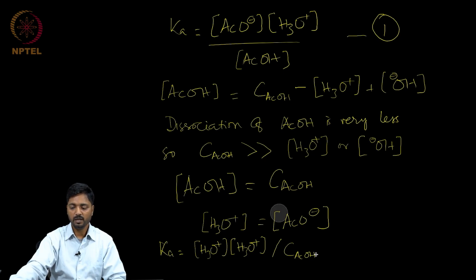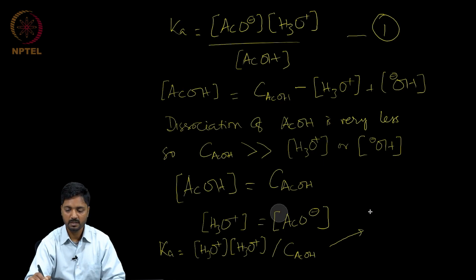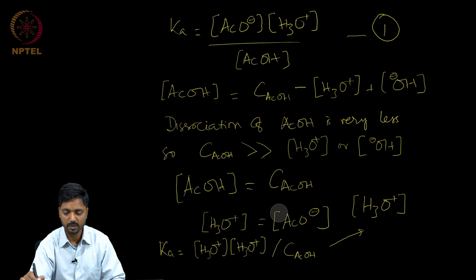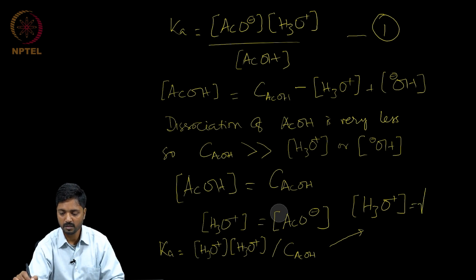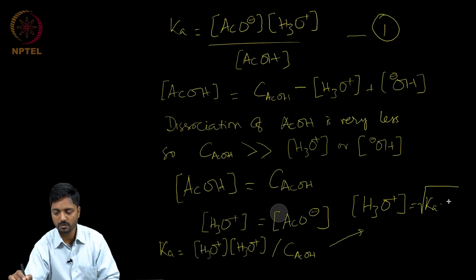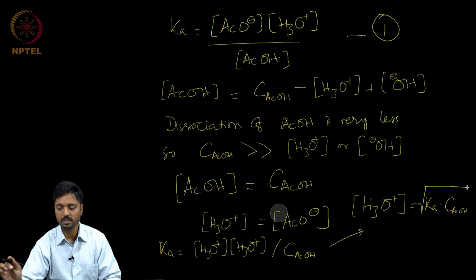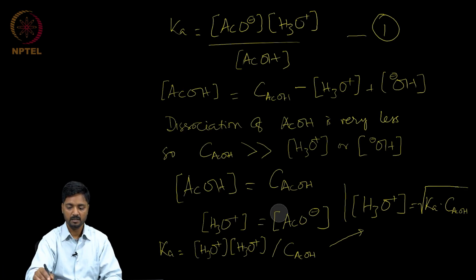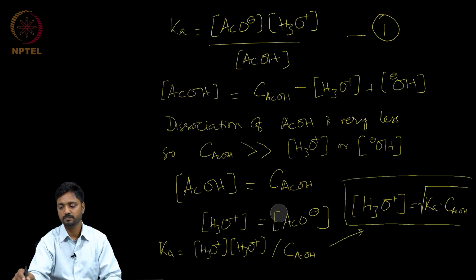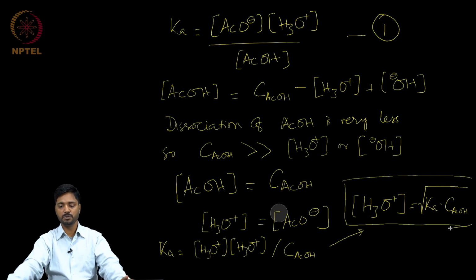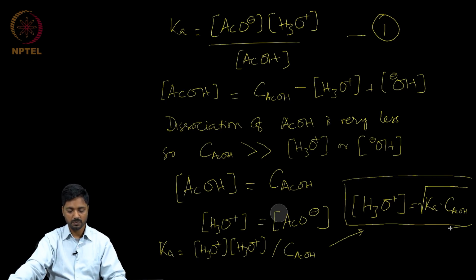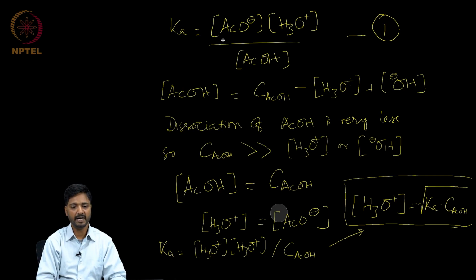Now, when we reorganize this, it turns out that the hydronium ion concentration is nothing but the square root of the dissociation constant times the concentration of the acetic acid that was originally taken. This is the equation that we can use to calculate the initial pH of the medium. So, let us go ahead and do that.